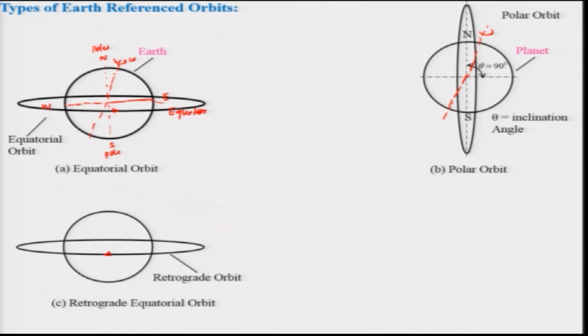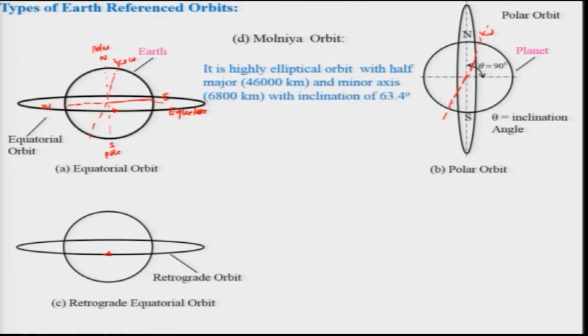As I told earlier, to get a little more scanning as compared to the polar orbit, which we will be discussing a little later on, there is an orbit known as the Molniya orbit, which was devised by a Russian scientist and was used by Russian people in earlier days. It is a highly elliptical orbit with a semi-major axis of around 46,000 kilometers and a minor axis of around 6,800 kilometers, with an inclination angle of 63.46 degrees. So in this case, it will be somewhere around 60.